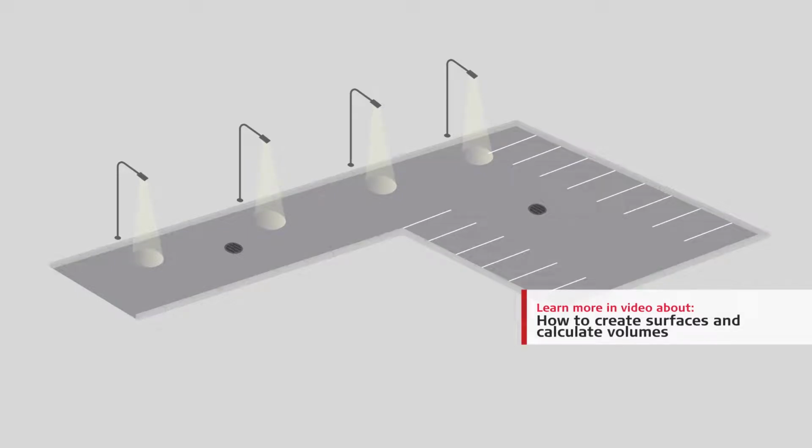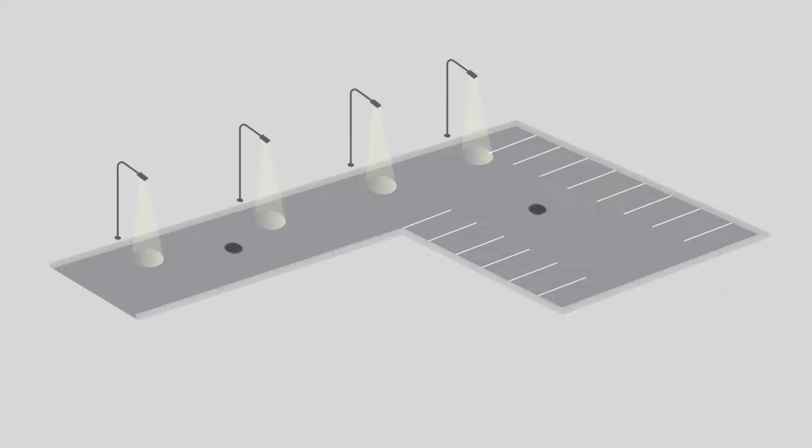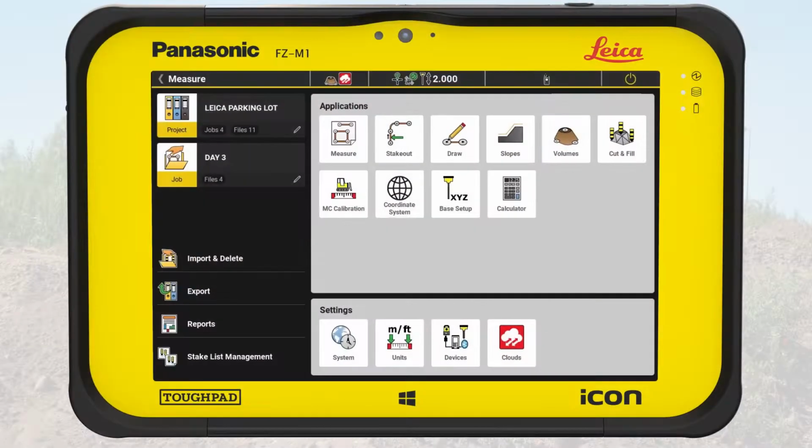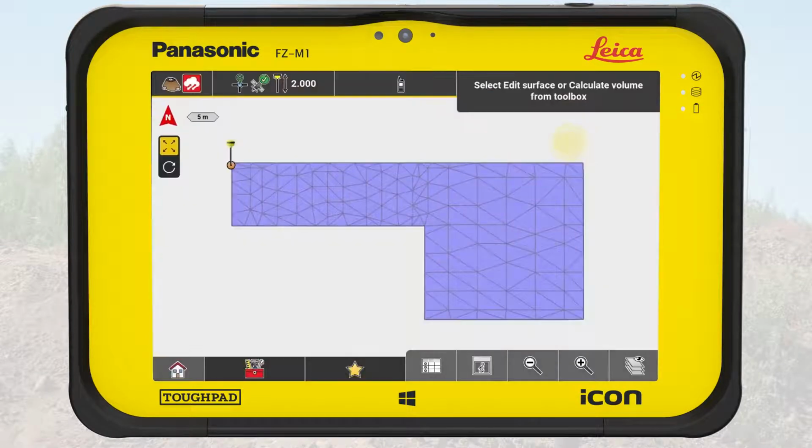The parking lot will be L-shaped, the boundary is made of curbs, and there will be 2 sewage covers. To guarantee the water flow on the surface, we will add break lines from the edge points to the sewage covers. From the Home menu, we access the Volumes application.